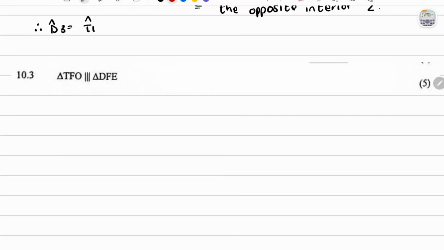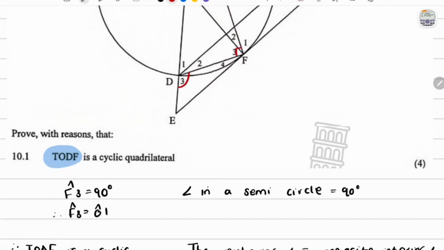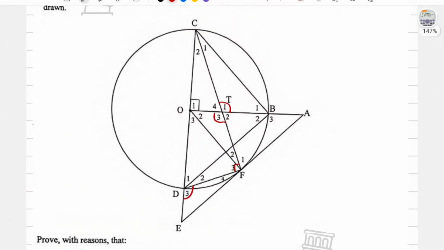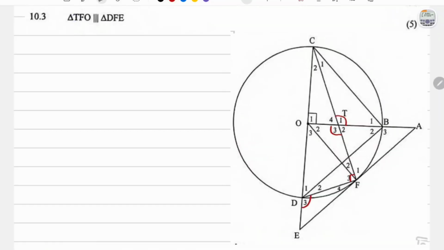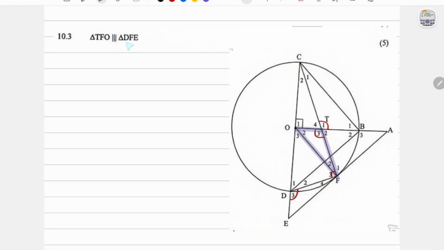So the next question: we need to show or prove that triangle TFO is similar to triangle DFE. You see that in our diagram, they never gave you any lengths. There's no lengths at all. So we can't prove triangles are similar because their lengths are in proportion. We're going to have to just show that their angles are equal. So let's highlight those, and I'm going to bring this drawing down. Triangle TFO is this triangle, and triangle DFE is the bottom one.